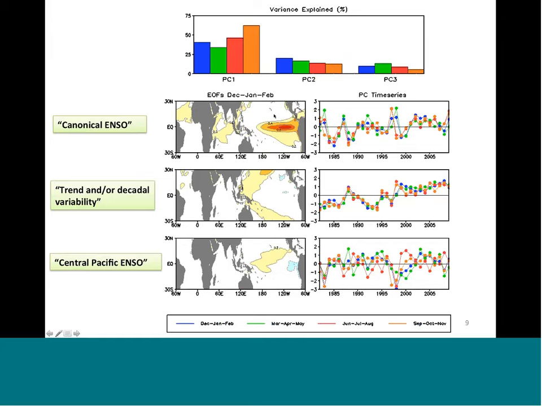For example, if we look at the December, January, February EOFs, we see that the first EOF is what we might expect as the canonical ENSO. And the second EOF comes out as, we think, either a trend or some decadal variability. There's only 28 years to this hindcast data set, so it's very hard to say for sure whether it's decadal variability or trend. And then also, it's been demonstrated in some ENSO diversity work that there are different teleconnections associated with the Central Pacific ENSO. So to capture that, that would be the third EOF.